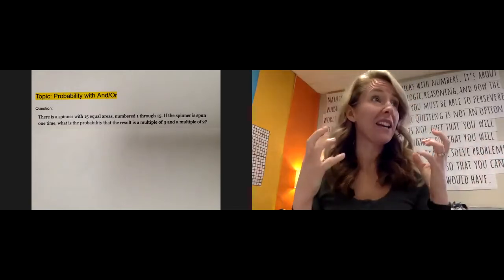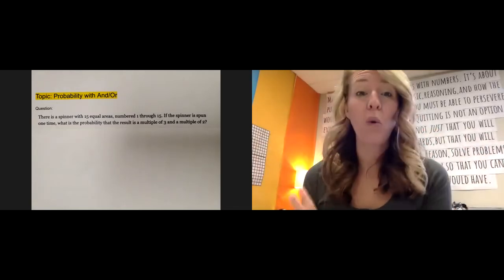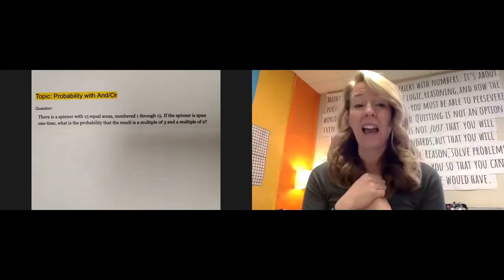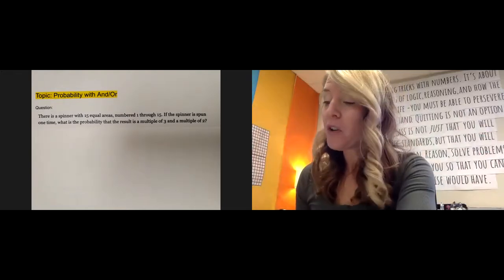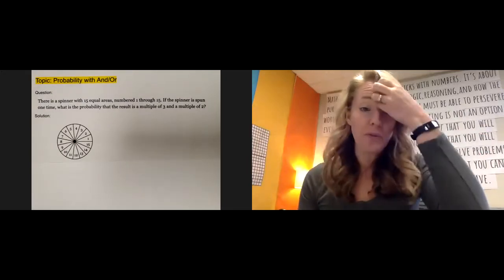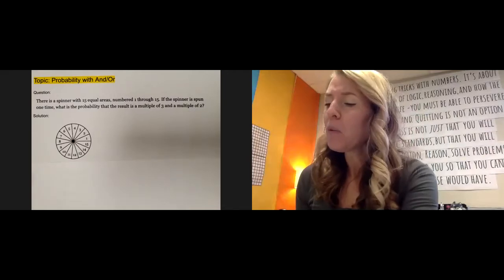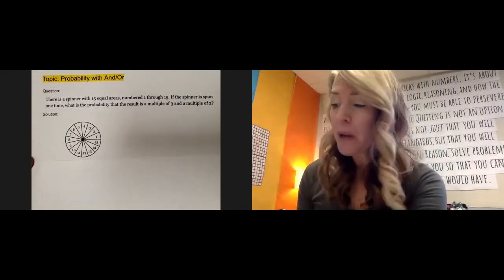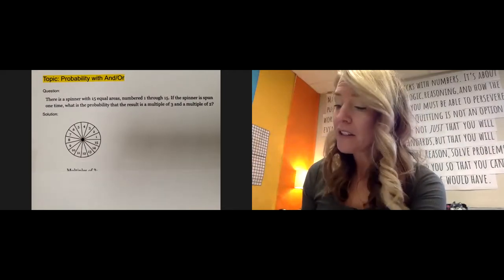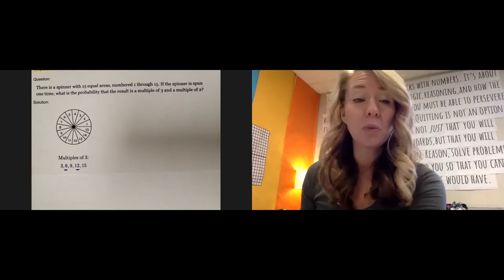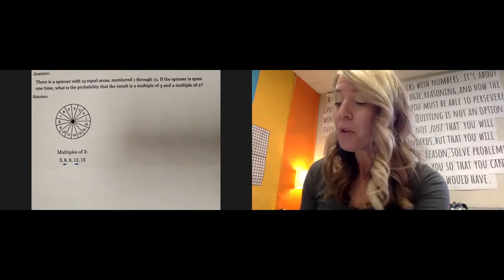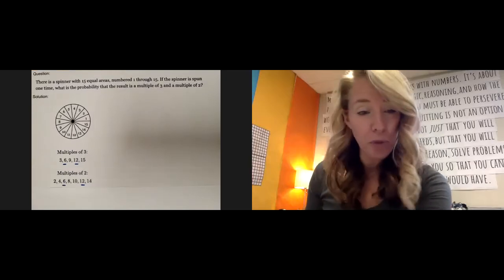So when I say "and," it makes a big difference compared to the word "or." It's got to be both of those things at one time. If you imagine your spinner, 1 through 15, think about all my multiples of 3. List them on your paper. You don't have to draw the spinner. Just quickly list those multiples of 3: 3, 6, 9, 12, 15. And then the multiples of 2: 2, 4, 6, 8, 10, 12, 14.